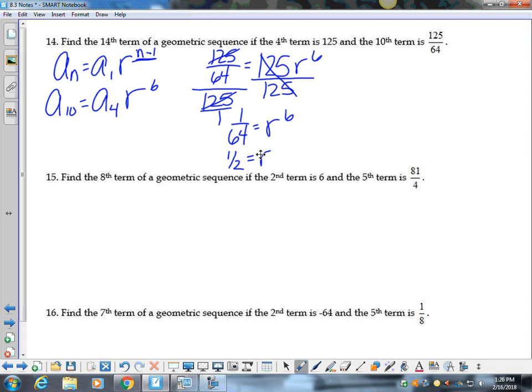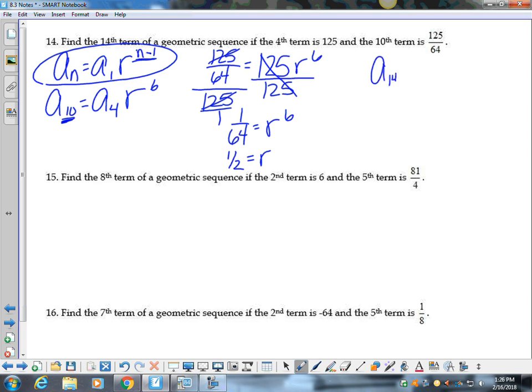Okay, it says the goal was to find the 14th term. Okay, well, I don't know the first term, so again, I'm going to modify this. The biggest term I know is the 10th term. So what I'm going to do is use the 10th term to help get me to the 14th term. And I don't want you to sit here and multiply by 1/2 4 more times. I want you to set it up like this.